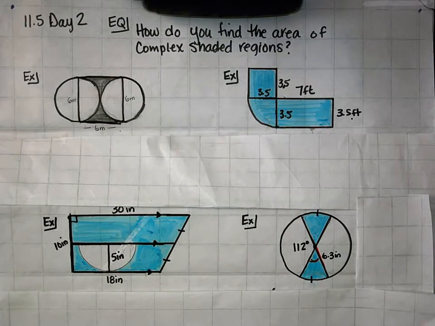Okay, today we are going over 11.5 day 2. Our essential question is, how do you find the area of complex shaded regions? And on the paper you will find 4 examples where some or all of the shapes are shaded.